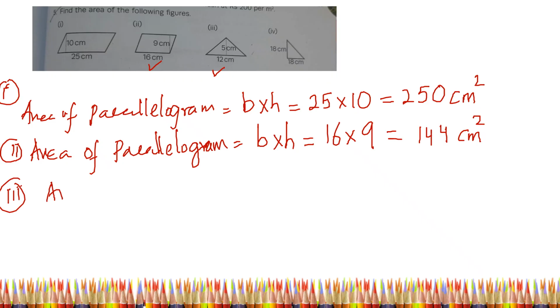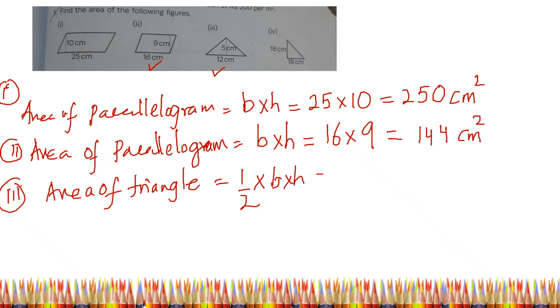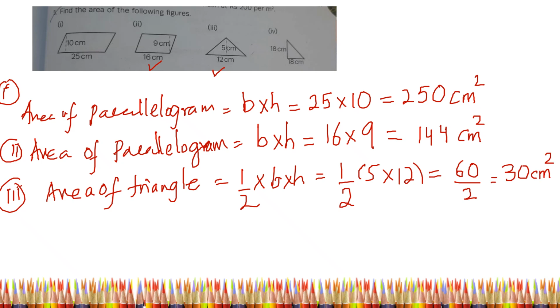Now when you look at the third figure, you can clearly see that it is a triangle, and area of triangle equals 1/2 b multiplied by h, right? Now I will be taking half of b multiplied by h, and b multiplied by h in this case is 5 multiplied by 12. Now 5 2 is 10, so that is 60 divided by 2, which is equal to 30. Again I will be writing centimeter square as I am finding the area.